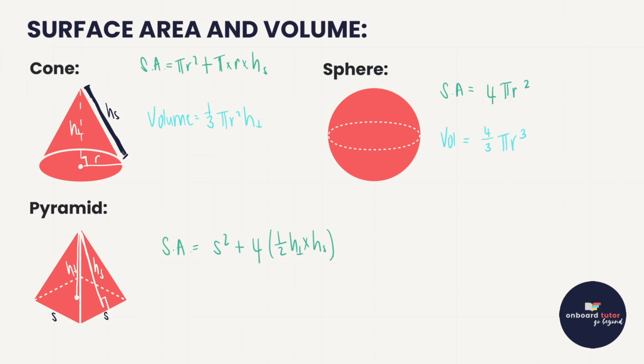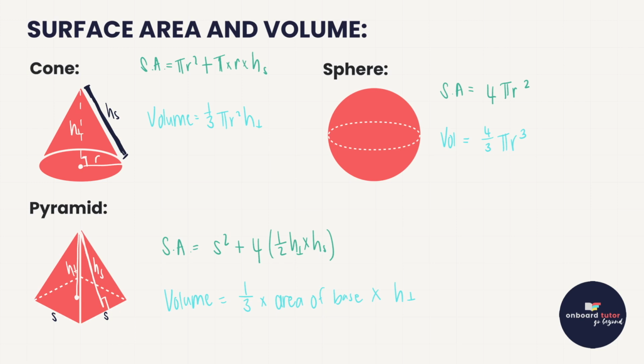Then for volume, we'll take the area of the base and apply that. In this case we've got a square, but let's put a bit of a generic formula together first. We'll take 1/3 multiplied by the area of the base multiplied by the perpendicular height of the shape. So that's the formula for the volume of a pyramid.